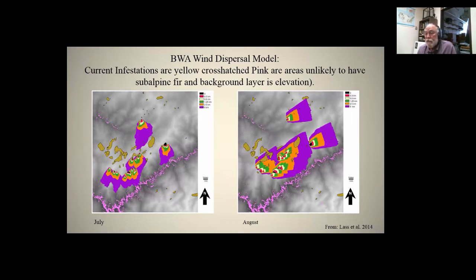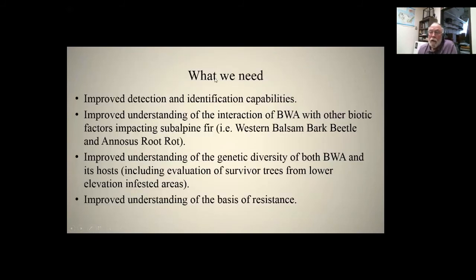So we need to know when, if, and then when it breaks estivation, so that we can get a better feel for how the dispersal will occur from year to year. So Fred listed a set of needs. I'm going to do the same thing. We need to improve our detection and identification capabilities here in the West.